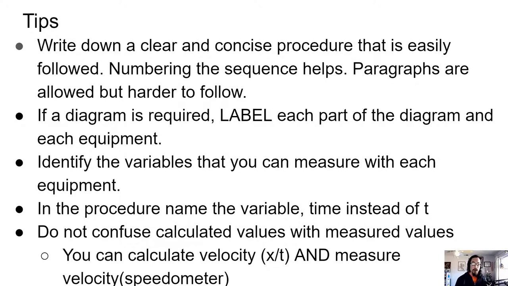Do not confuse calculated values with measured values. If we take a look at my example, if the lab wants you to determine the velocity through an experiment, you have to measure the position and the time. So in order to find velocity, you have to get data for position and data for time, and that way you can calculate velocity, or you can measure the velocity directly. There's a clear distinction based on what the problem wants. You're either using the equation to find it with the different measured things, or you're using a tool to find a single variable. It is always based on what the problem is asking for.